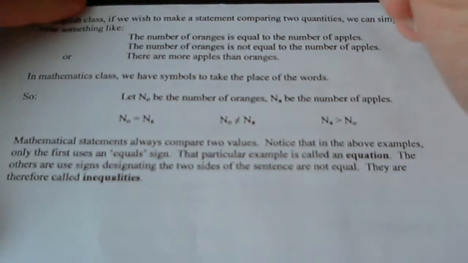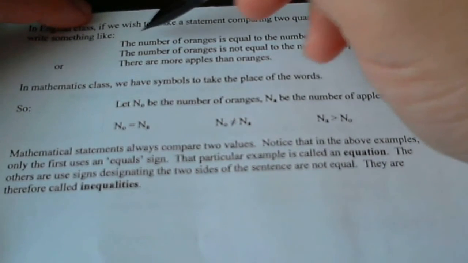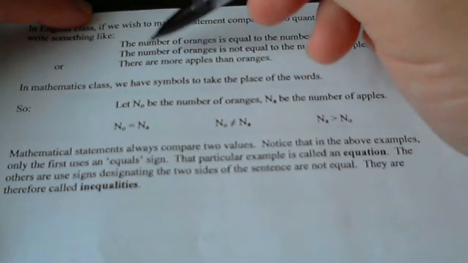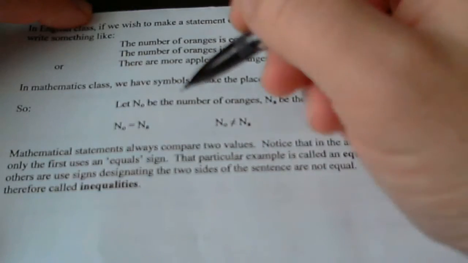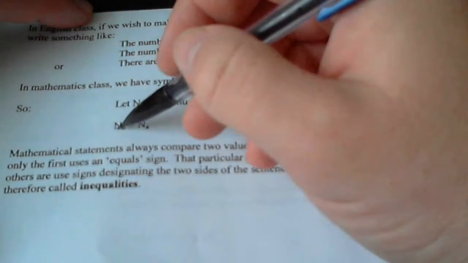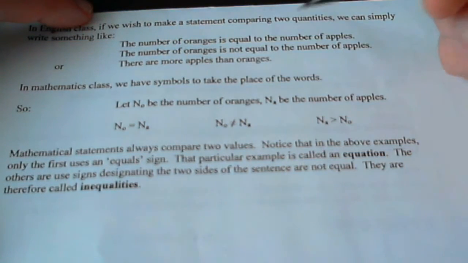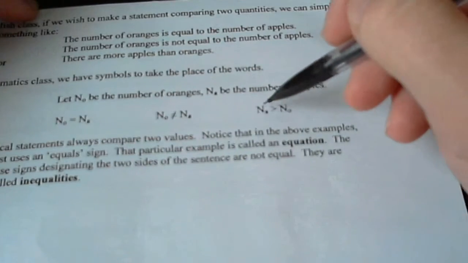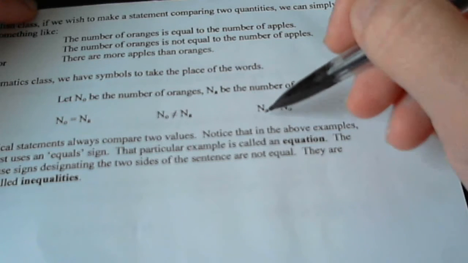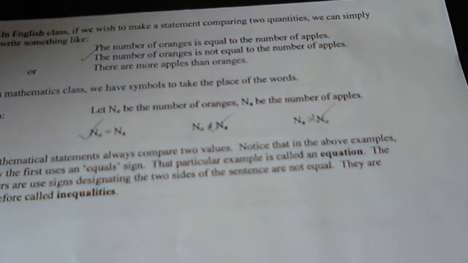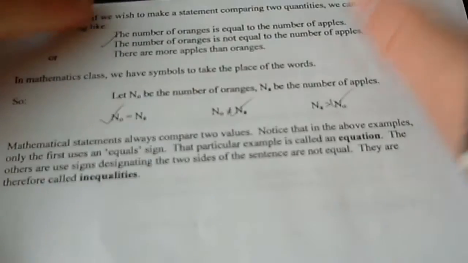Now, the other thing we should point out here is in English class, we could say things like the number of oranges is equal to the number of apples. The number of oranges is not equal to the number of apples. There are more apples than oranges. Well, in math class, we have symbols that do that for us. So the number of oranges is equal to the number of apples. Number of oranges is not equal to the number of apples, and number of apples is greater than the number of oranges. We have more apples than oranges. So in math class, we could say the same exact thing as we do in English class, except we have symbols that allow us to do that.